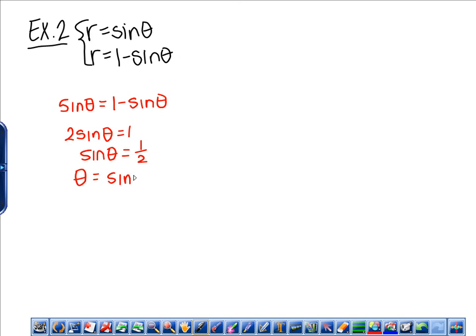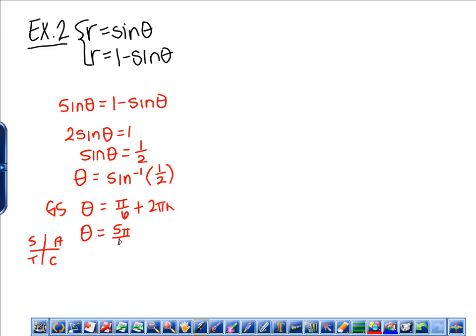Theta equals arc sine of 1/2. And when you're thinking about general solutions, this is going to give you a 30-degree angle, or pi over 6, plus 2 pi n. All right, and theta, where else is this? You may or may not remember the rule. Just think, where else is sine a positive 1/2? In the second quadrant. So what you need to do is put pi over 6 in the second quadrant, 5 pi over 6. And if you remember the rule, it was pi minus the principal value for sine.